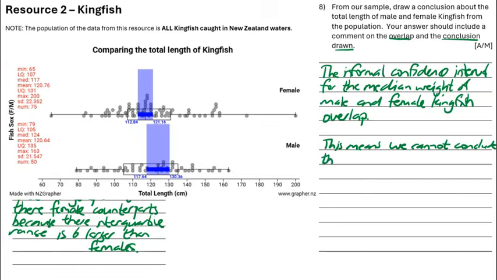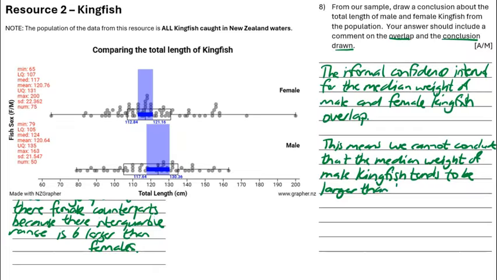So we cannot conclude that the median weight of male kingfish, I keep on saying kiwis because I always use kiwi data in my classes. I've written it there as well, now that I'm saying it, of male kingfish tends to be larger than the median, or the median weight of female kingfish.